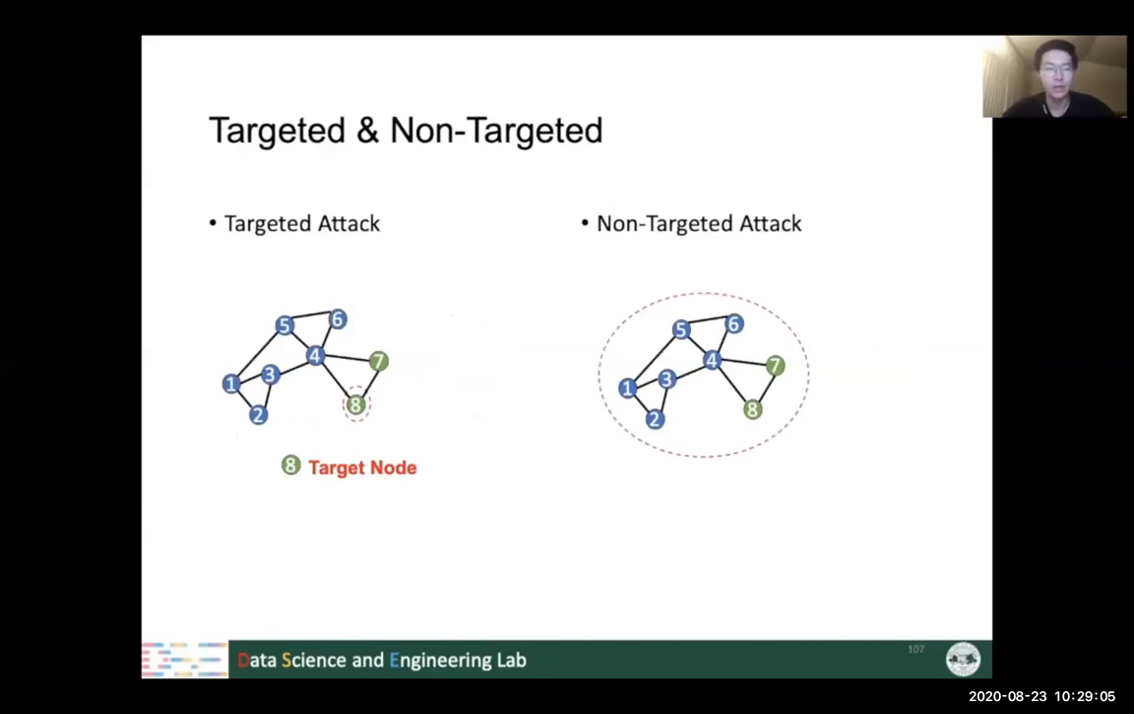We can also divide the attacks into targeted and non-targeted attack. In a targeted attack, the attacker aims to degrade the performance of some specific target nodes. Like in the left figure, the target node is node 8. But for non-targeted attack, the goal of the attacker is to degrade the overall performance of GNN on the whole node dataset. So that is much more detrimental to the whole system.